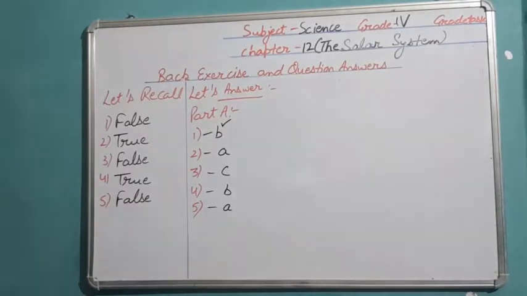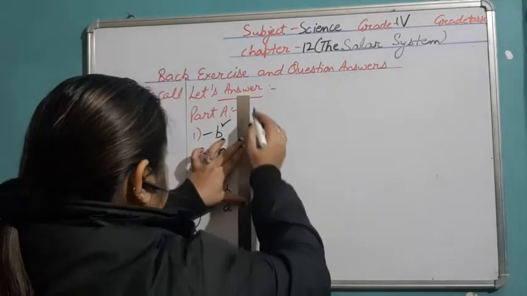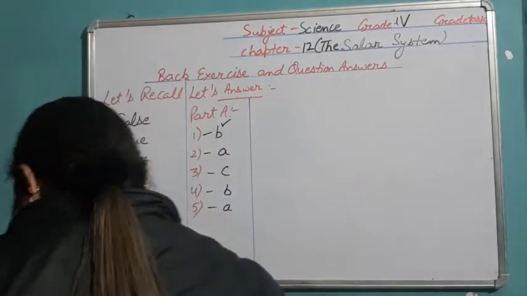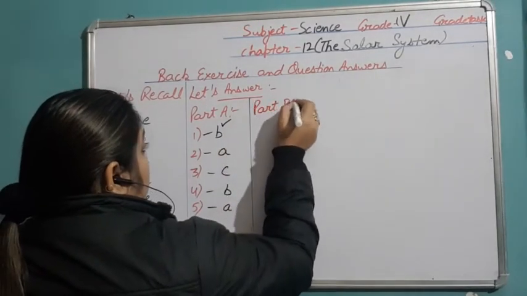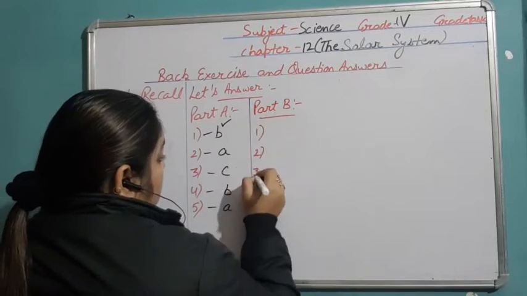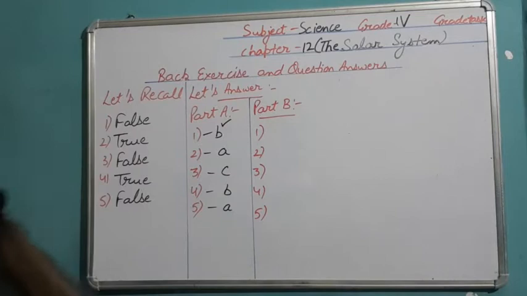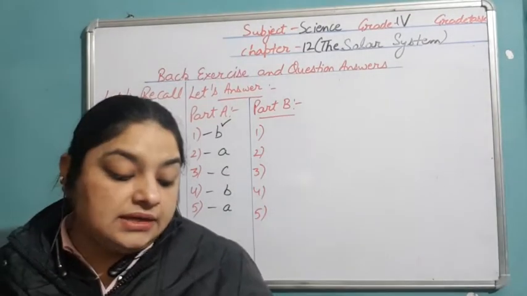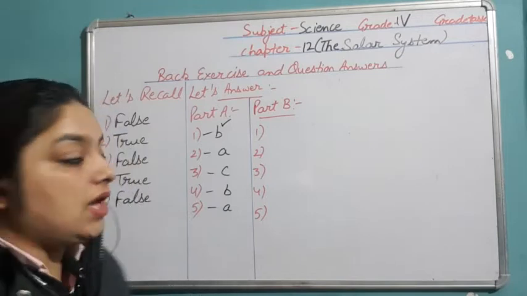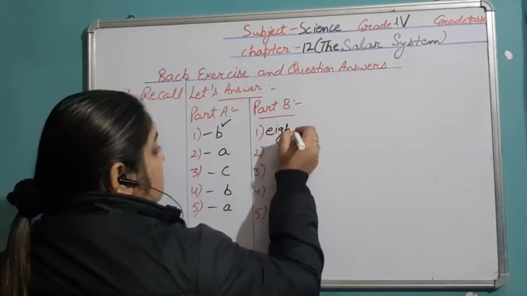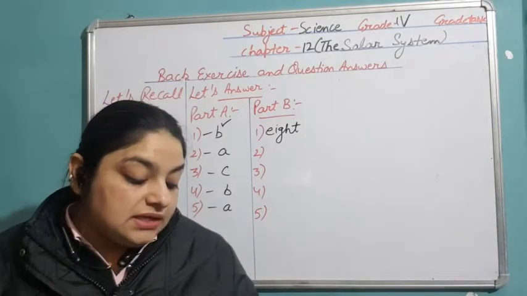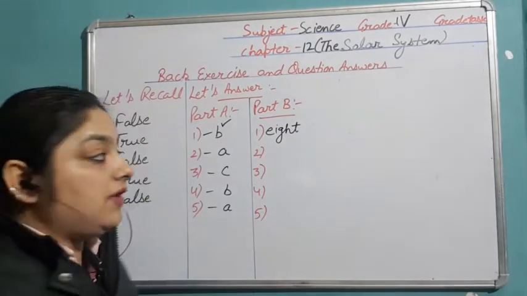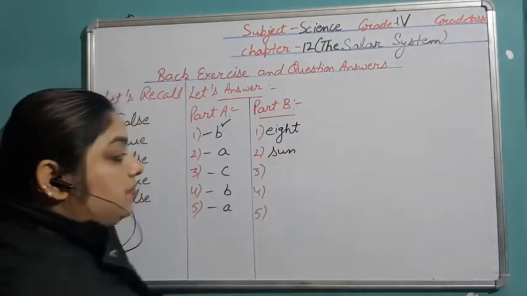Note down these answers. Part B is fill in the blanks. First, there are dash planets in our solar system. There are total 8 planets in our solar system. So the correct answer is 8. There were 3 options given. Second, the planets reflect light of the dash. They reflect light of the sun. They do not have their own light.